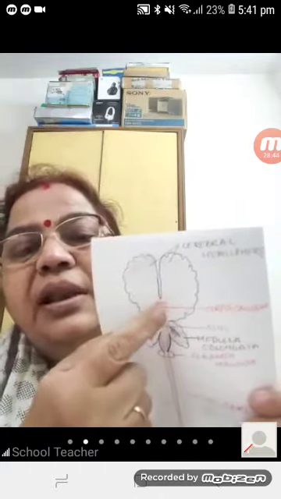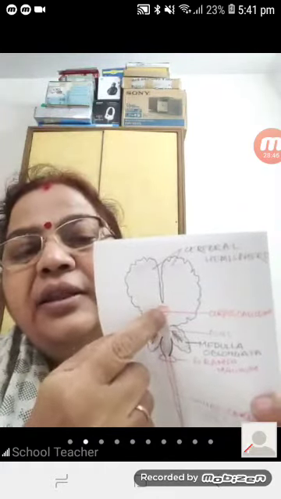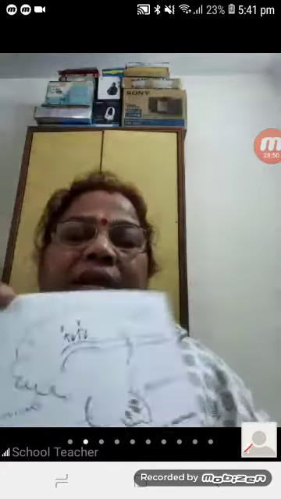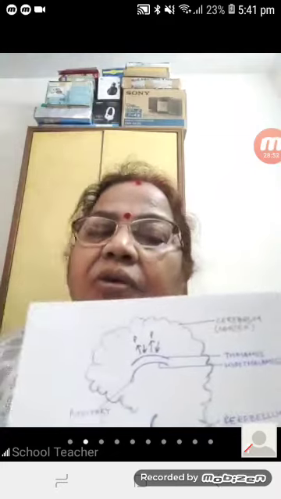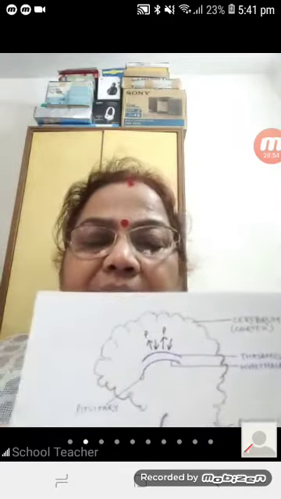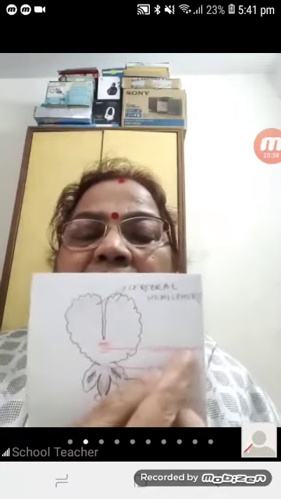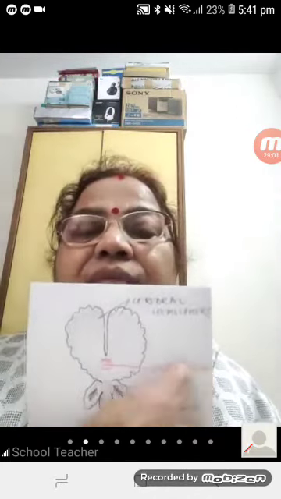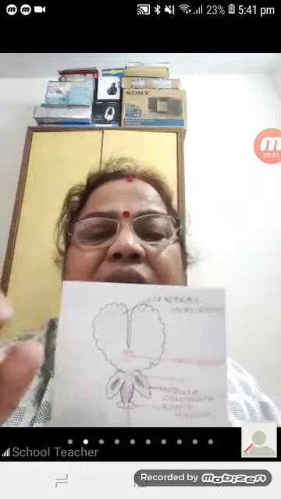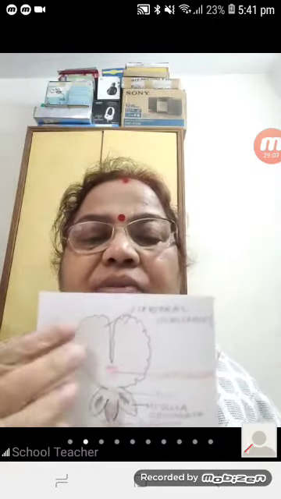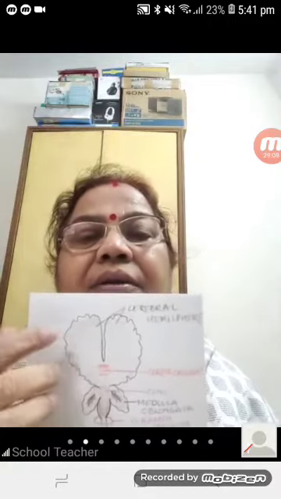The two cerebral hemispheres are connected together by corpus callosum. In this horizontal section, corpus callosum is not visible. In longitudinal section, it is visible. It is made up of thick myelinated nerve fibers, which connect the two cerebral hemispheres.